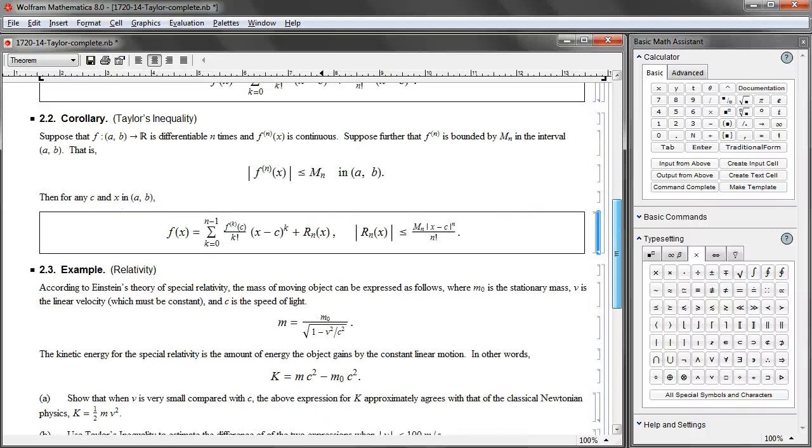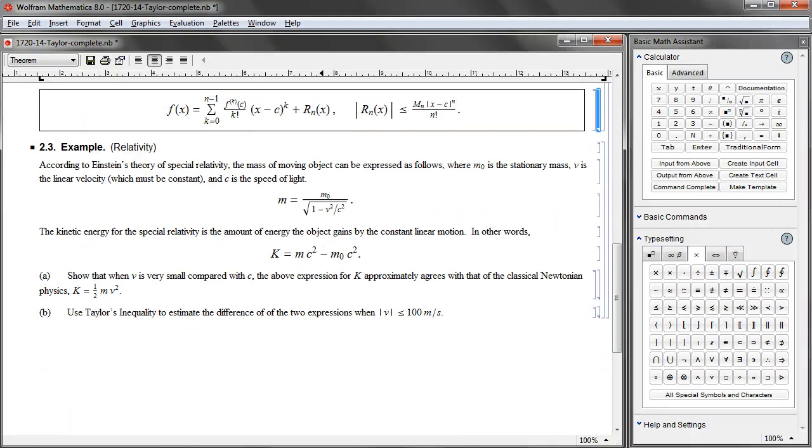Let's do an application here. In Einstein's theory of special relativity, the mass can be written like this. Mass m for a moving object is equal to m0, the stationary mass, over the square root of 1 minus v squared over c squared. And the energy is mc squared, and that's for a moving object. A stationary object also has energy, so that's m0 c squared. The difference between those two will be the energy the object gained by moving. That's called kinetic energy.